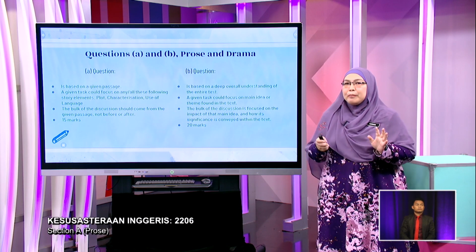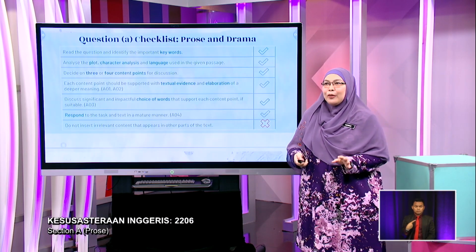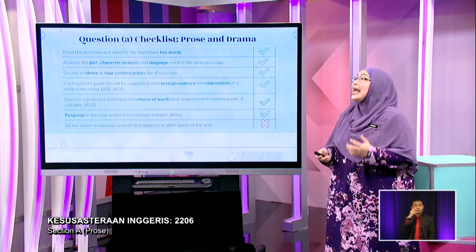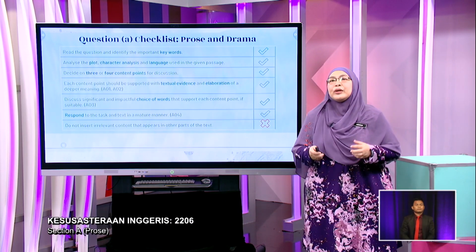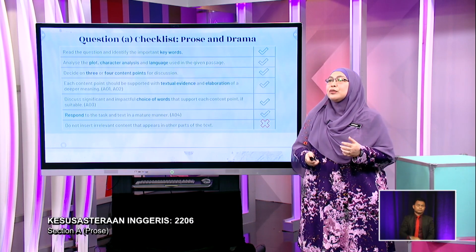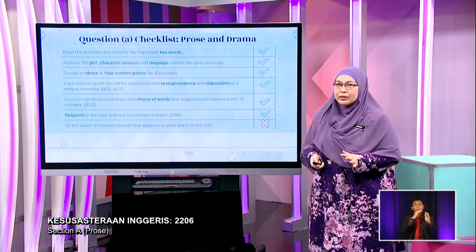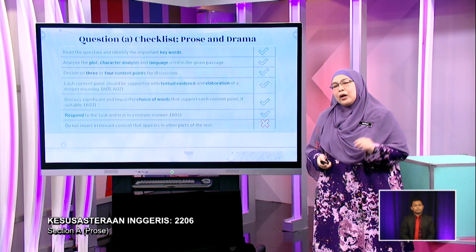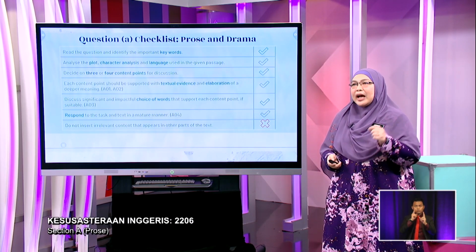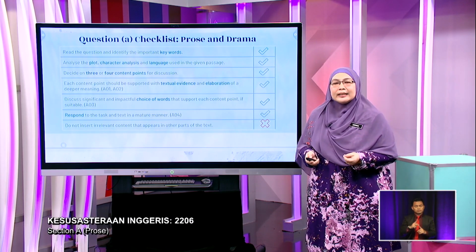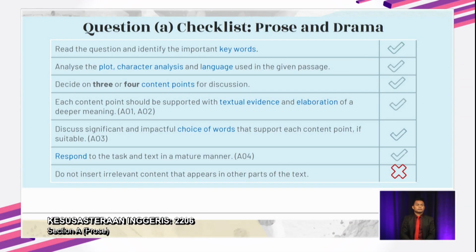All right? Before I confuse you, we are going to look at this checklist. And this is a checklist for an A question. What do we do when we get an A question? We know it's going to be based on a passage. So first thing to do, what are the keywords? Second thing to do, when we are reading through the passage, identify the plot, what's happened there, the characterization in that passage, what are the aspects of language that we can see there.